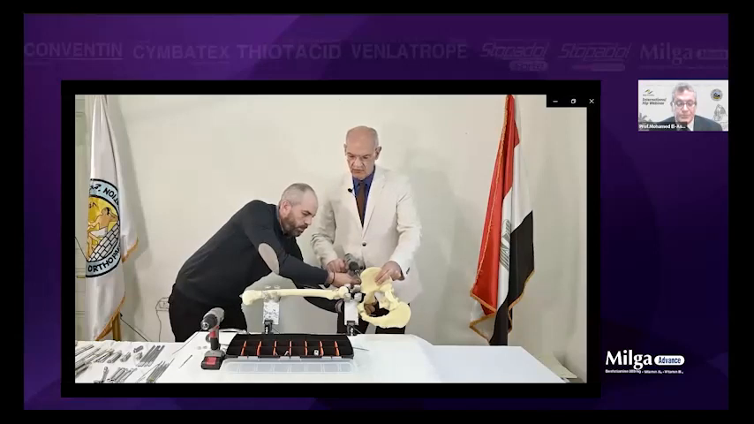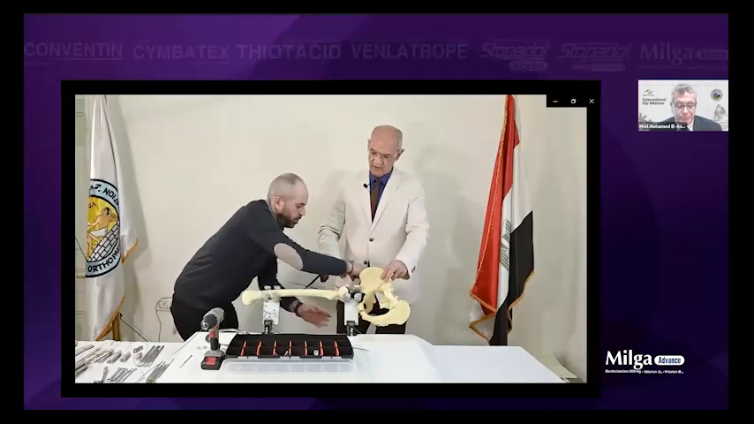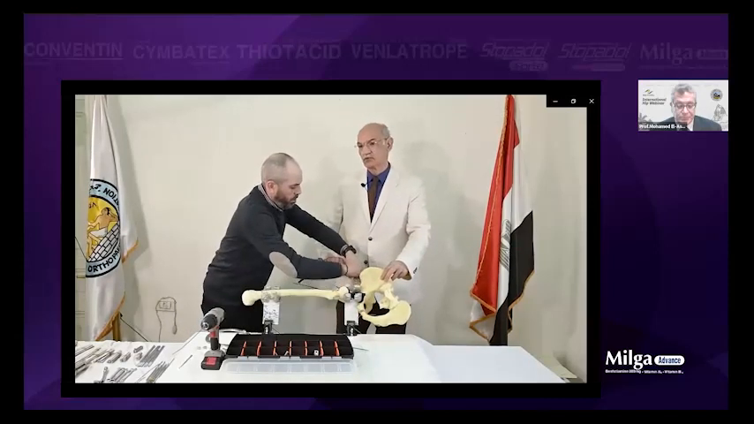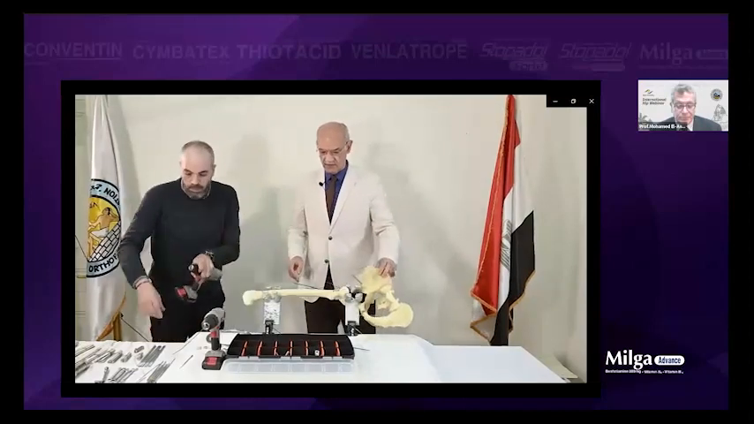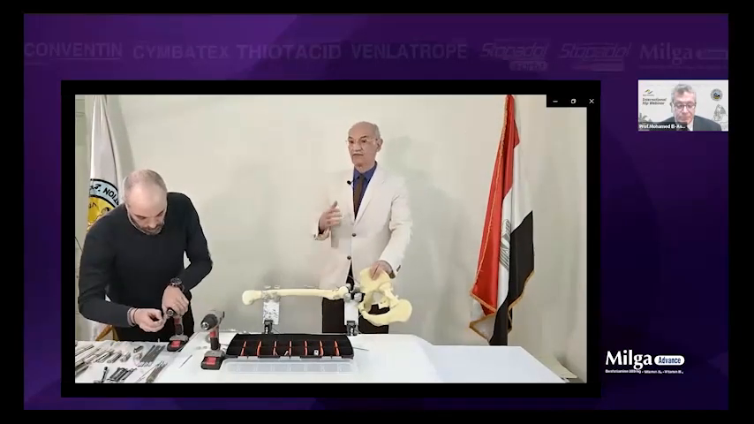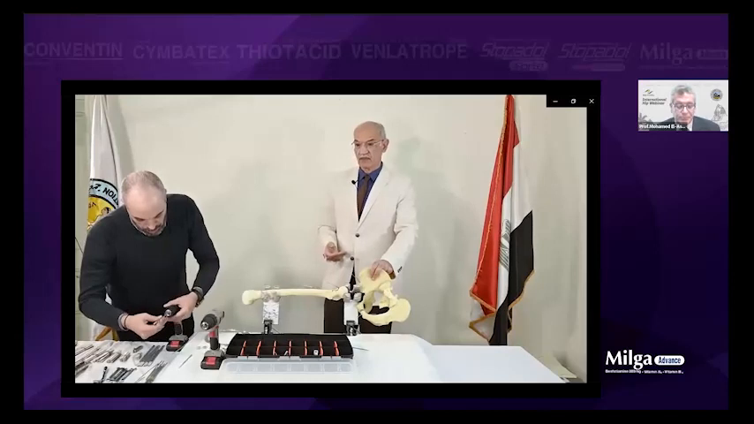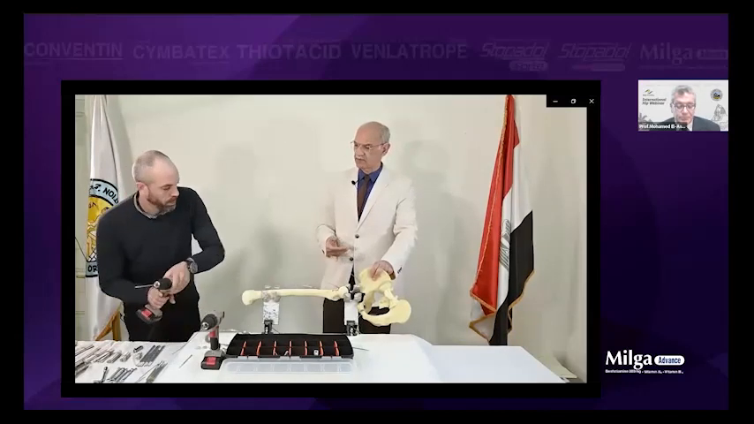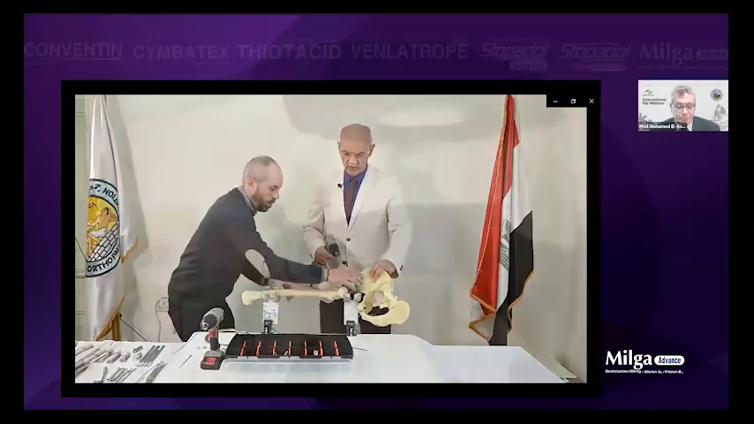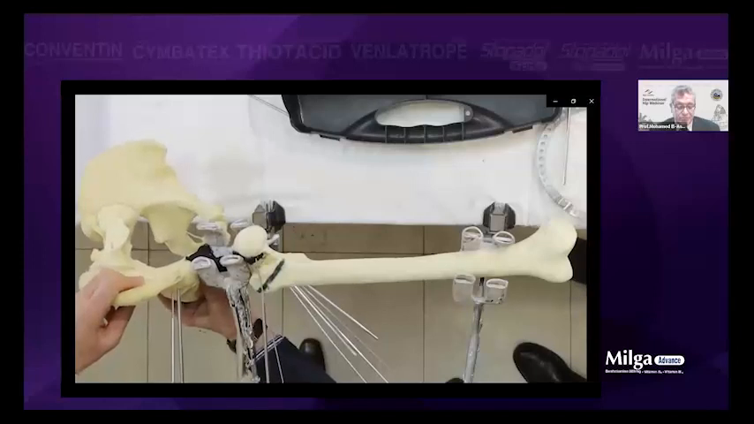you stop before, just at the second cortex. You see here, this is the second cortex removed. You can put 2 or 3 half pins, and this is very good fixation also if you have a fractured acetabulum or a fractured pelvis. And you can put another wire, you see here.